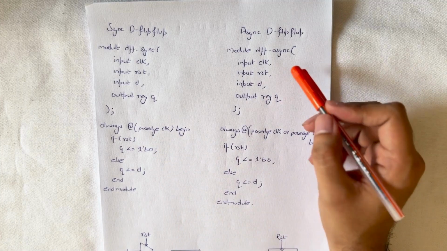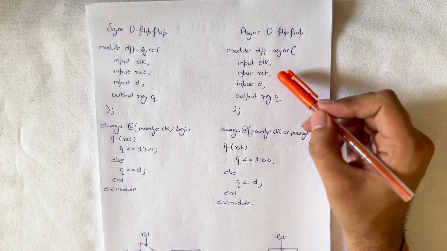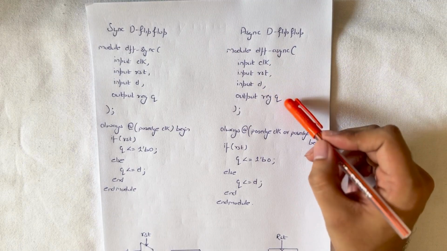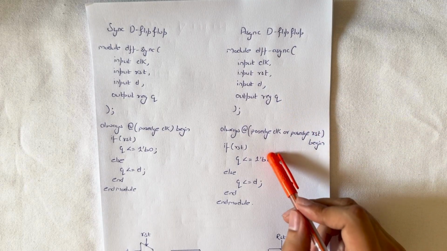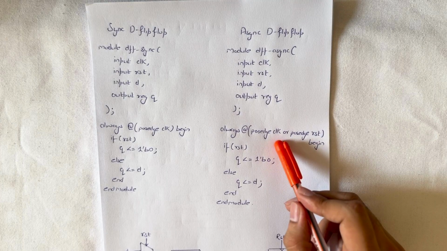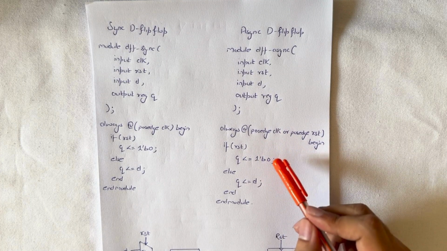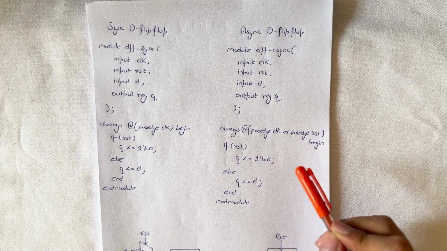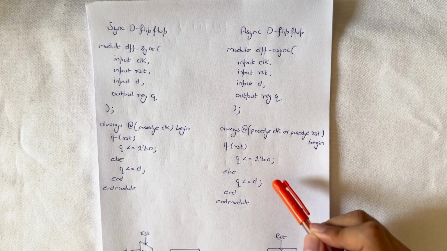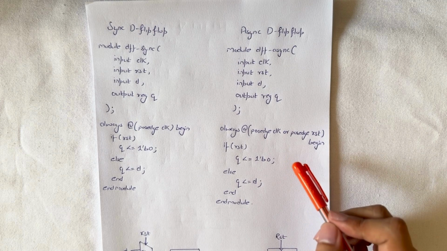Now coming to an asynchronous flip-flop, here we again have the three inputs clock, reset, D, and one output, which is Q. Here you can see that the always block is triggered by both the clock and the reset signal. So if the reset becomes active, the output immediately resets without waiting for the clock. This is what makes it an asynchronous reset flip-flop.